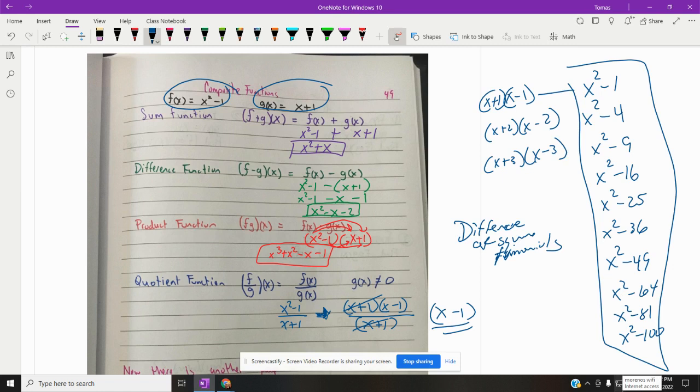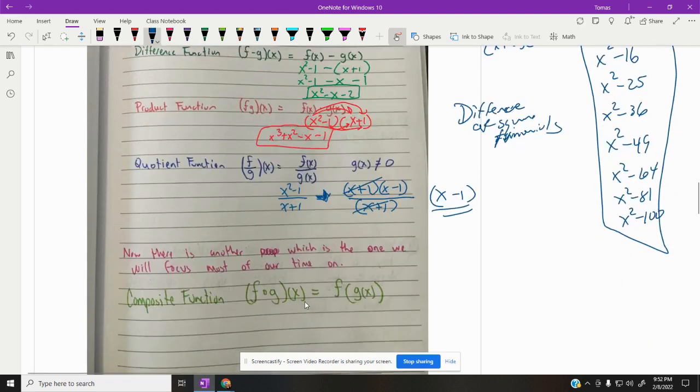Okay. Now, composite functions. What we're going to do now is combine these two functions together. Now, you're probably thinking, we've been doing that. We combined them here, here, and here. Well, yes and no. Now we're going to take a step further. We're going to embed one function into the other function.